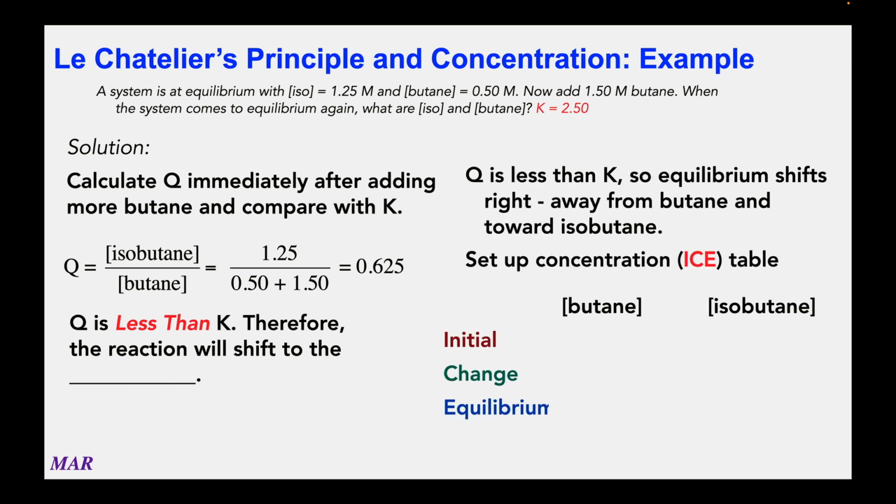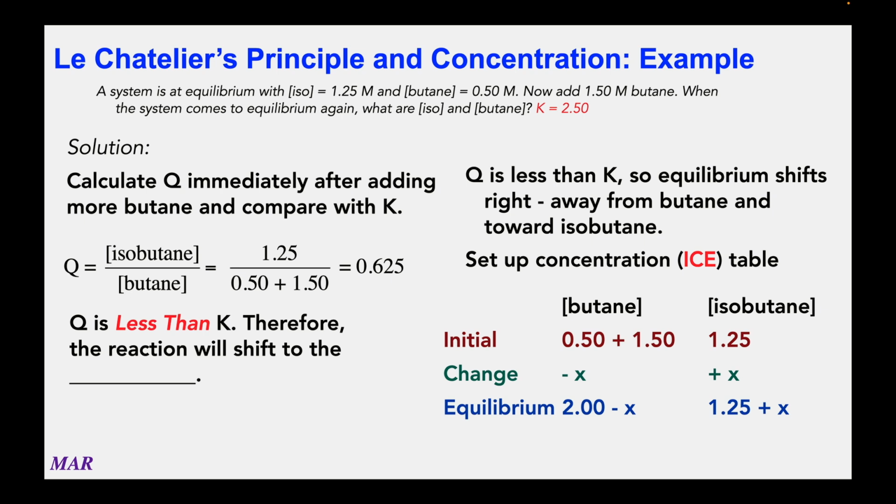We can use an ICE table to help us out here. So initially, you have 0.50 plus 1.50 molar butane, and isobutane is 1.25. Now, the Q versus K thing allowed us to calculate that the product will be going up. That's a shift to the right. So it's easy to see how that would be a plus X right there for isobutane. But you can't get something from nothing. That plus X has to come from the butane. Butane would be minus X.